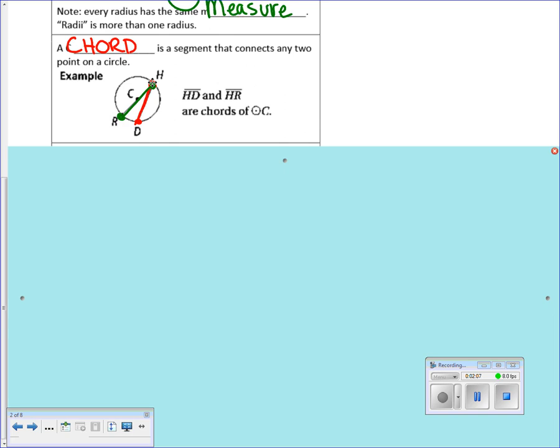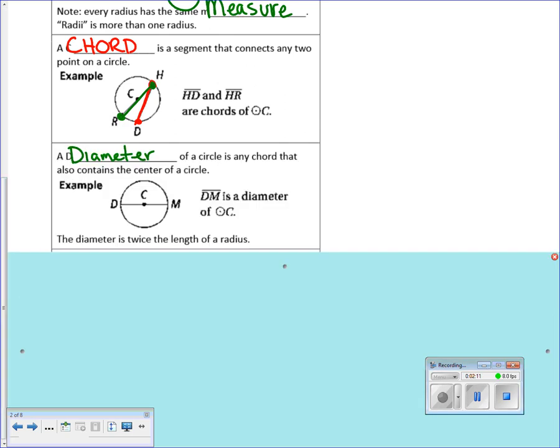Right? Now, since it goes through the center, we have a special name for that. So a chord that goes through the center of the circle is known as a diameter. Of course, the diameter is twice the length of a radius. Here's a radius. If that was 5 centimeters long, then the other side of it is also 5 centimeters long, creating an entire diameter of 10 centimeters long.